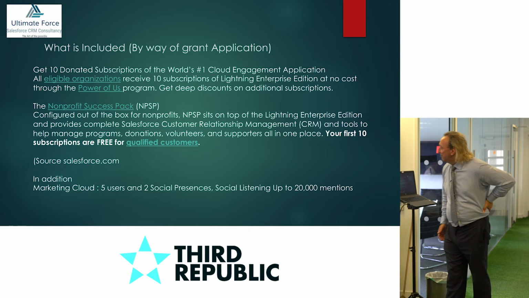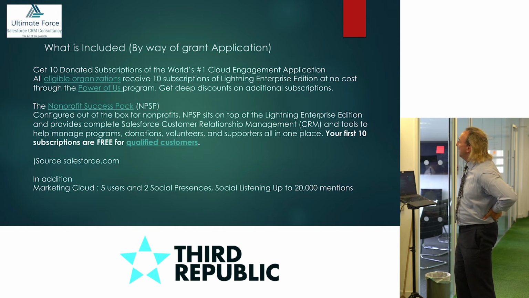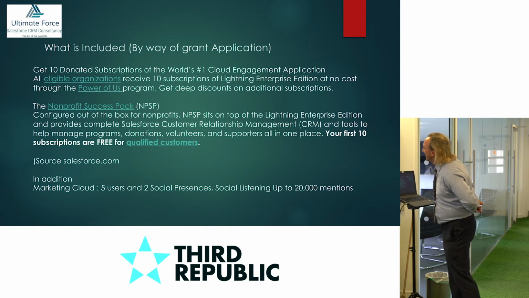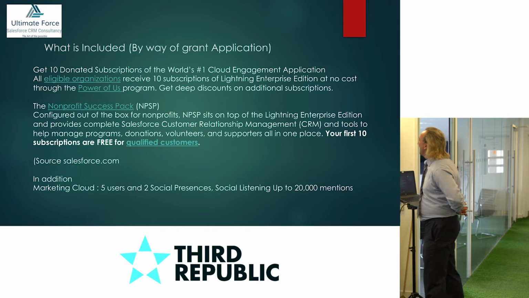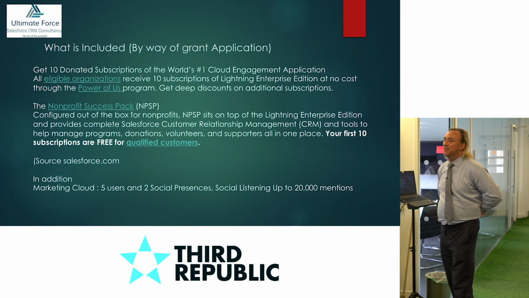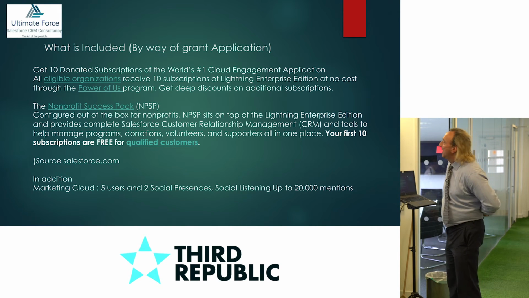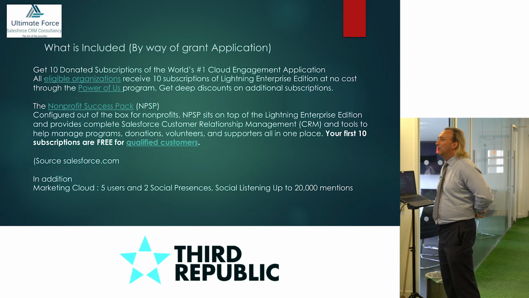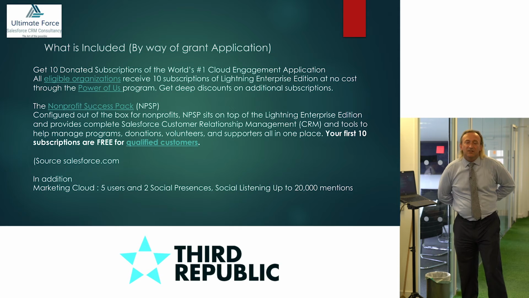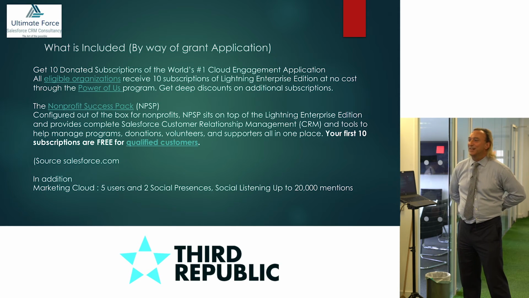So what's included by way of grant application? We get 10 donated subscriptions. This is from Salesforce's website, so I apologise how Americanised it is. All eligible organisations, with a Z, receive 10 subscriptions of Lightning Enterprise. There's also 10 licenses of Service Cloud on there as well. So it does open up the capability where your fundraising department are going to be more likely to be using the Sales Cloud license, and your service delivery are going to be naturally using your service.